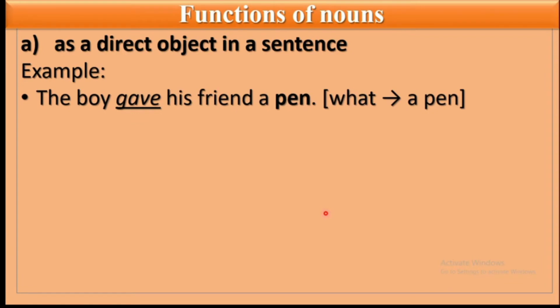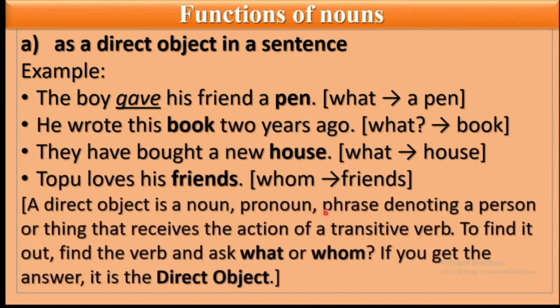Functions of a noun as a direct object in a sentence. But what is a direct object? We need to know this first. A direct object is a noun, pronoun, or noun phrase denoting a person or thing that receives the action of a transitive verb. To find it out, find the verb and ask what or whom. If you get the answer, it is the direct object. We are now going back to the examples. The boy gave his friend a fan.